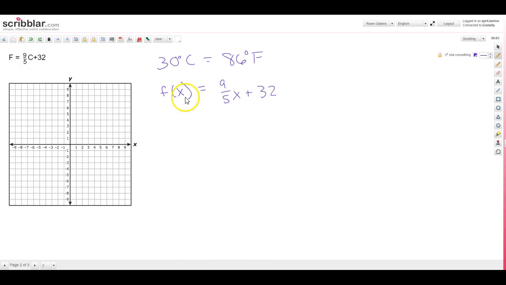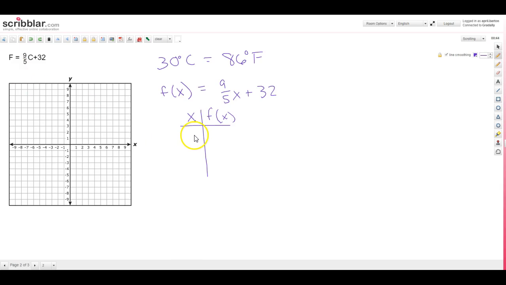So how do we get a picture from this equation? How do we take this and put it as a line on the coordinate plane? To do that, we need to create a table. To create a table, we actually get to pick the x values. We are given some temperature in Celsius, and we want to figure out, well, what is that in Fahrenheit?